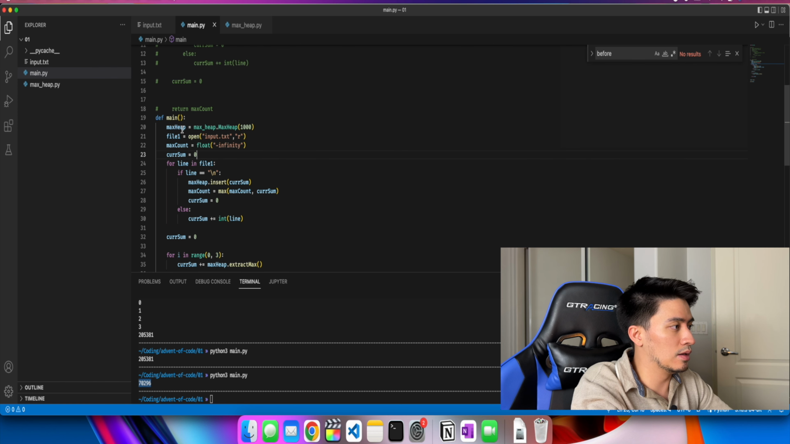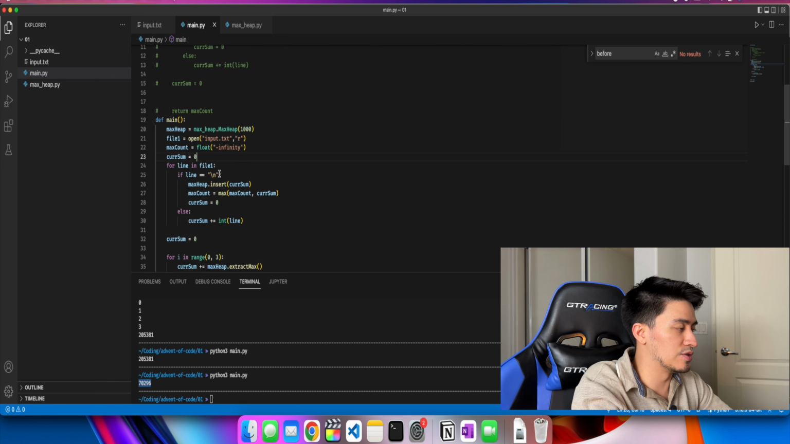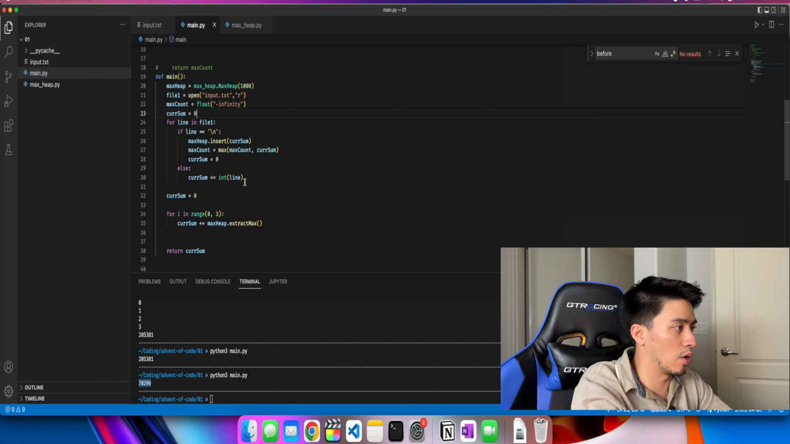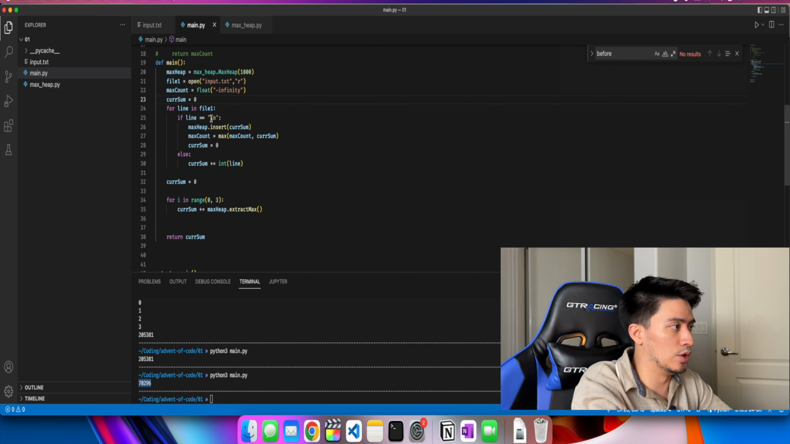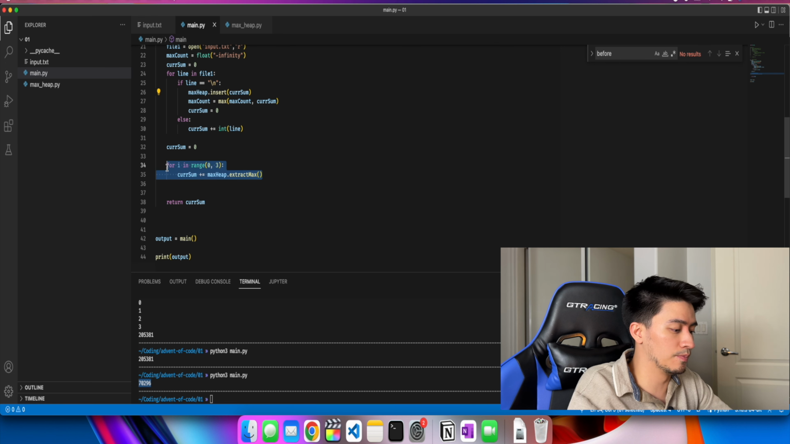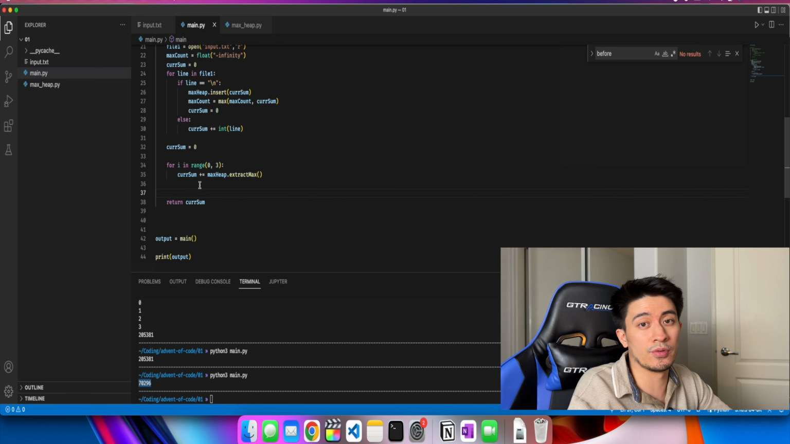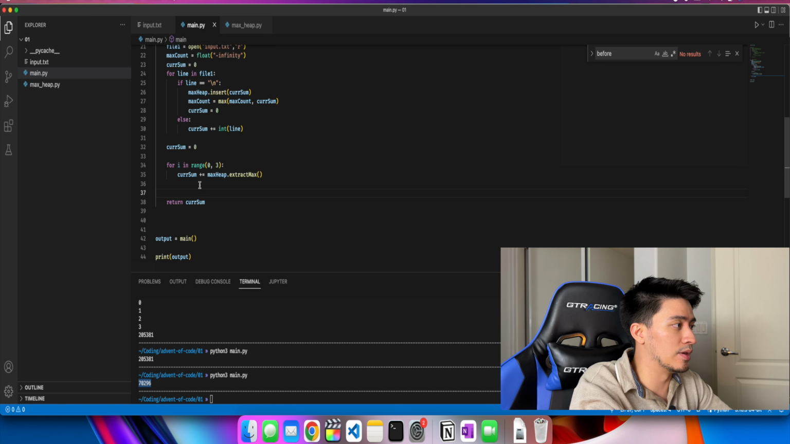And basically the logic that we use is very similar to what we used in part one. The only difference now is anytime there's that new line delimiter, we're also going to insert that value into our heap. And then basically towards the end of the solution, we're just going to loop through starting at 0 to 3. So we're going to loop a total of 3 different times. And we're going to get those values and add them to our current sum and return the current sum.